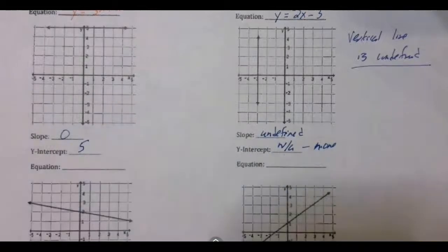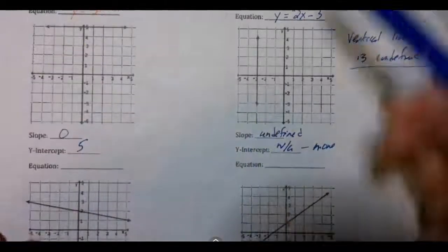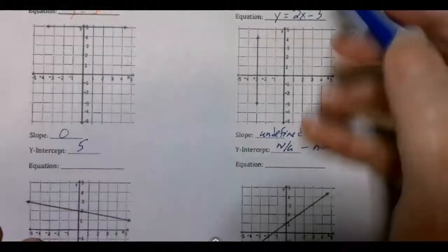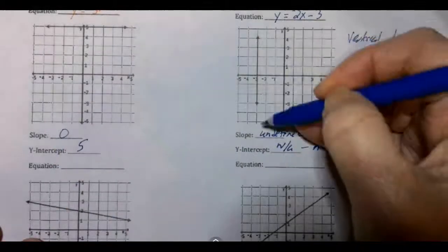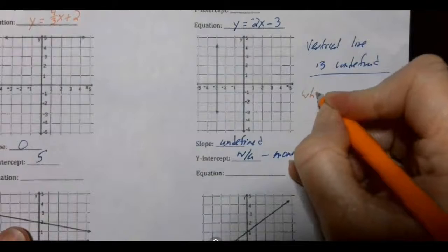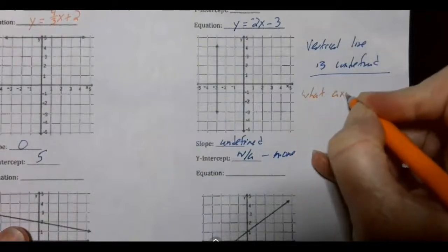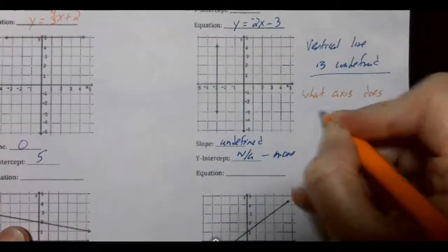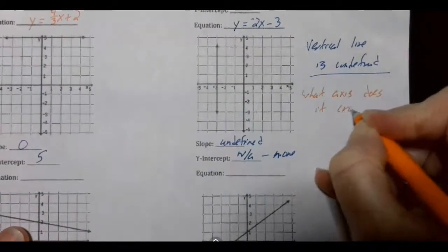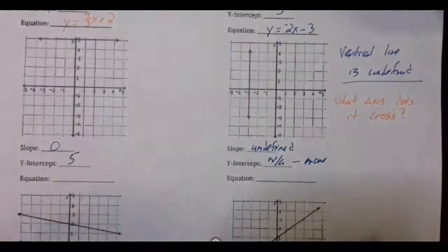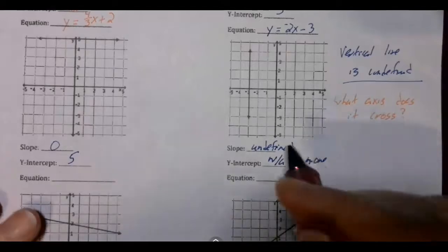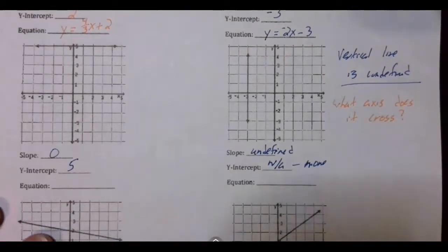One of the things that I want you to realize with a vertical and horizontal line, notice it only crosses one axis. Well, if I have a vertical line, what axis does it cross? So I want you to ask yourself this question. What axis does it cross? Okay, same thing over here. What axis does it cross? Because here's what I need you to understand. Whatever axis it crosses, that's your equation.